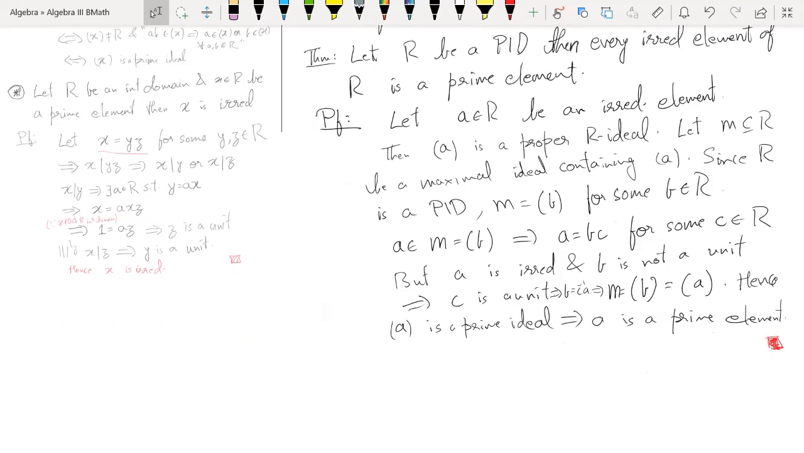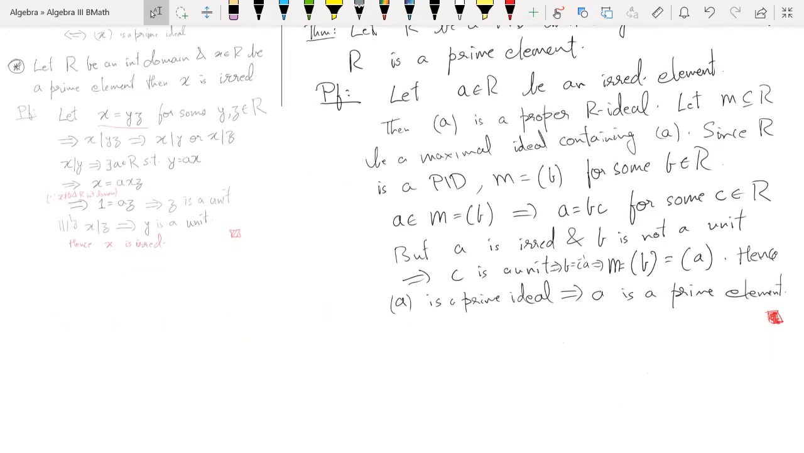the next thing I had promised was this theorem. From here only we can conclude, right, that any prime ideal here should be a maximal ideal, because the ideal generated by an irreducible element is always a maximal ideal, as we proved here. And now maybe I can add this as a corollary. So corollary in a PID, maybe it's a corollary of the proof.